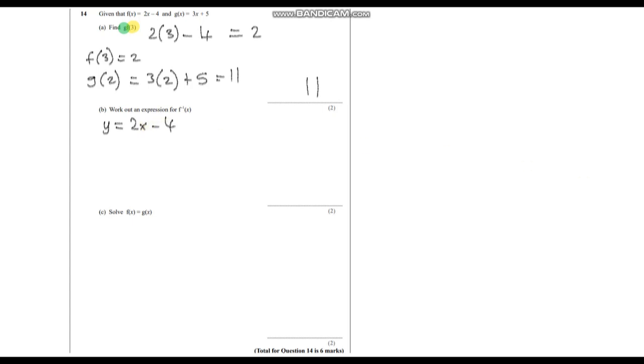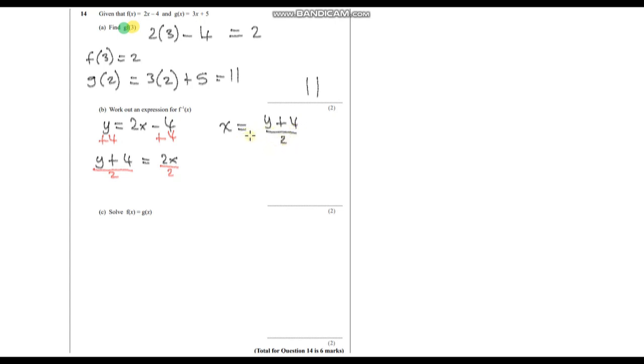Okay, so the first thing I'm going to do is add 4 to both sides. So if I add 4 to both sides, what am I left with? Well, I've got y plus 4 equals 2x. And now to get x on its own, if I divide both sides by 2, I am left with x equals y plus 4 over 2.